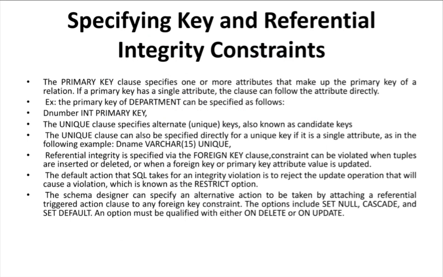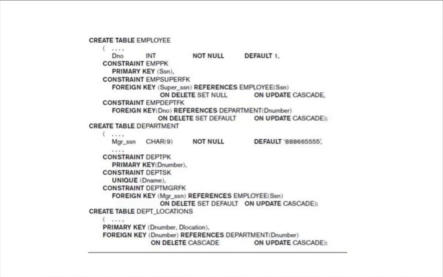See here. The primary key clause specifies one or more attributes that make up the primary key of a relation, right. For example, here you are specifying your primary key as SSN. In department, you are telling that department number is your primary key. In department location, department number comma department location is your primary key. I can use a combination of attributes also, that is possible.